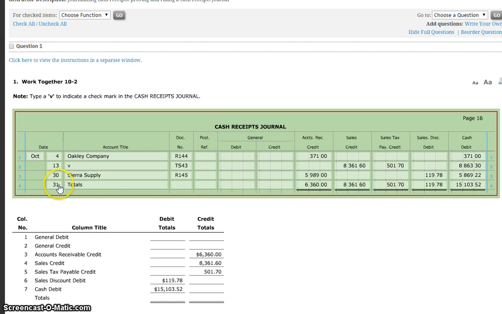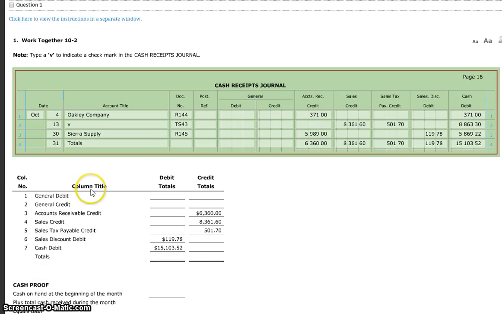So now we just have to total up the columns. So we put the last date of the month, the word totals, and we add each of the columns going down. So here's our grand totals for each of the columns, and then we have to do our cash proof to make sure our debits and credits equal. So just carry these down into the appropriate columns. We have nothing in the general debit and credit, so we just leave those blank.